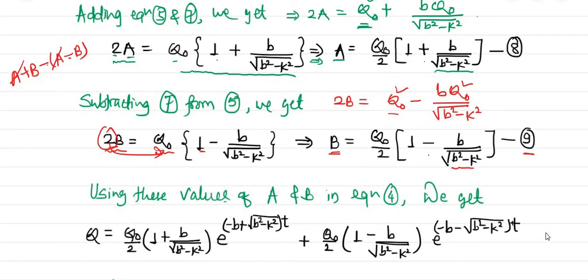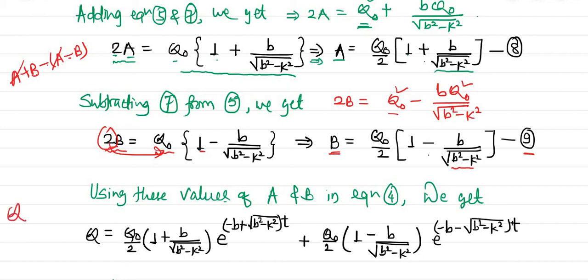So equation 4 is simply Q is equal to A into exponential of that (B minus under root B square minus K square) T, and plus B into that exponential factor, but with the second root, that is (minus B minus under root B square minus K square) into T. Now we have to substitute, or if you want, I will write the equation number 4 here once again.